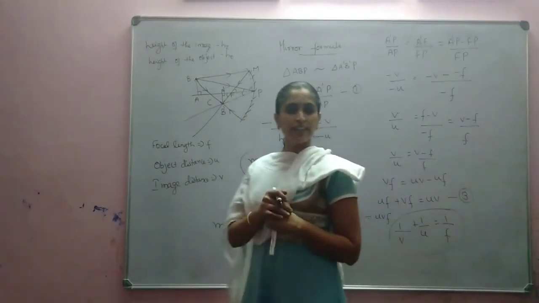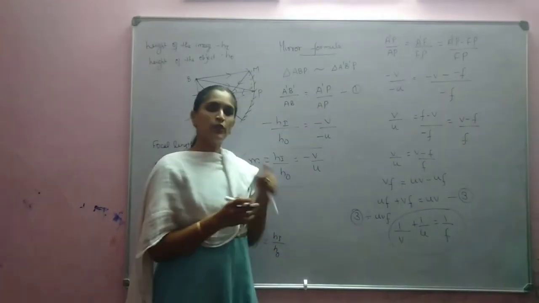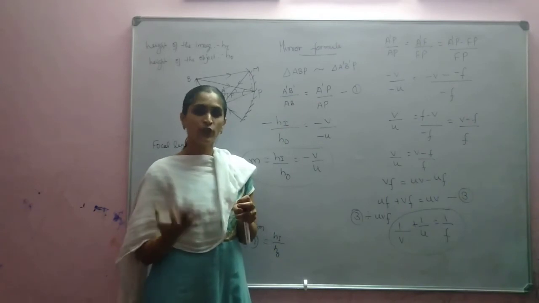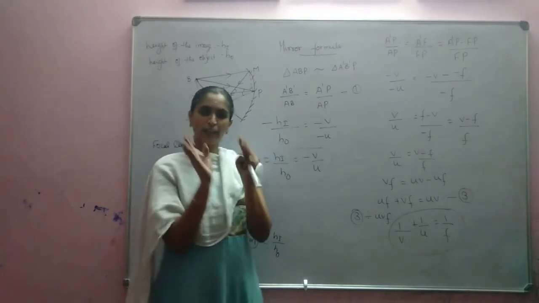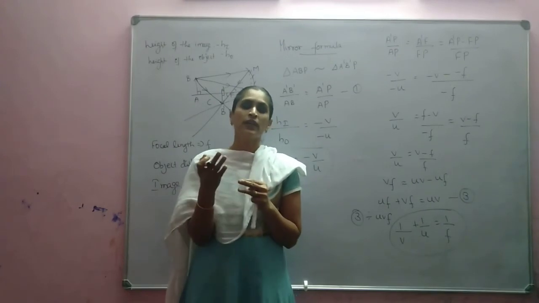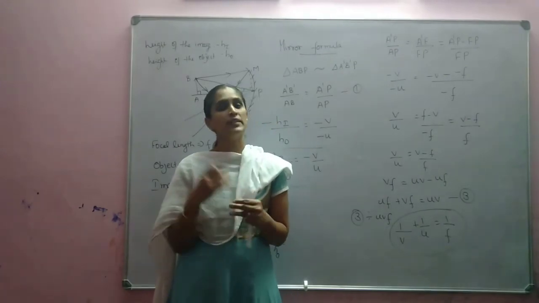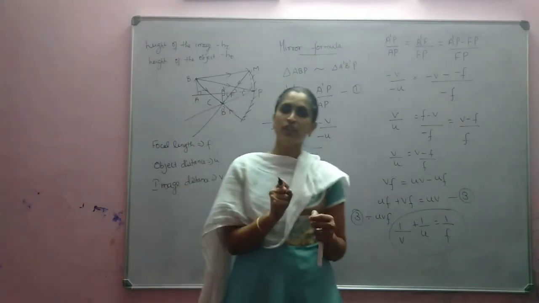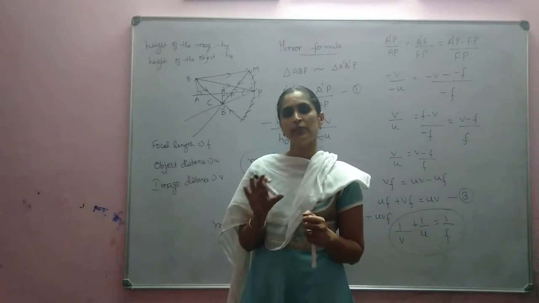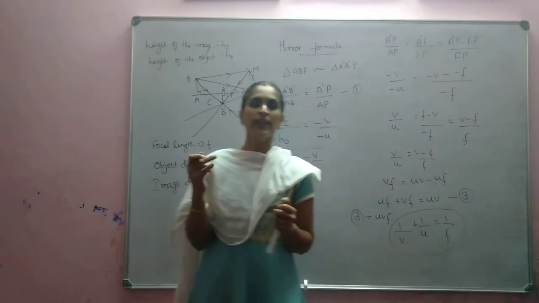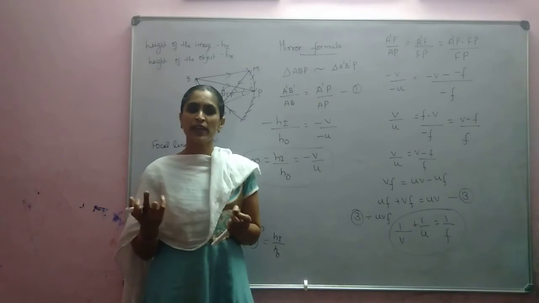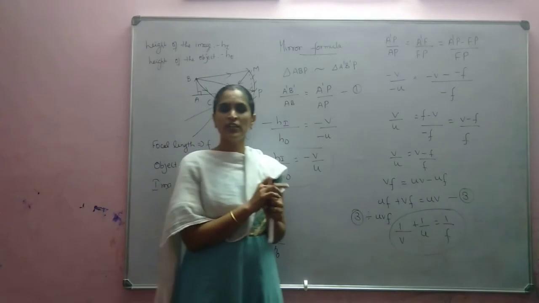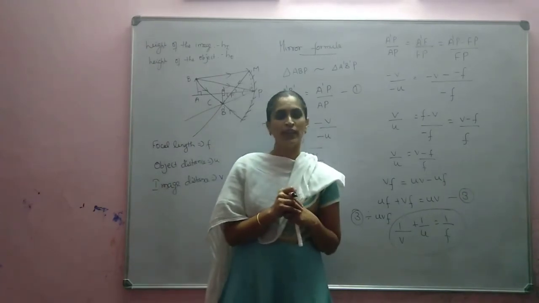And what is the significance of this magnification? By knowing the value of magnification, you can say whether the image is large or small. If magnification magnitude, if you are getting a value more than 1, we can say that image is enlarged. If you are getting a value less than 1, you can say that image is diminished. If it is equal to 1, you can say that image is same sized. Similarly, if magnification is negative, you can say that image is real and inverted. If magnification is positive, you can say image is virtual and erect.